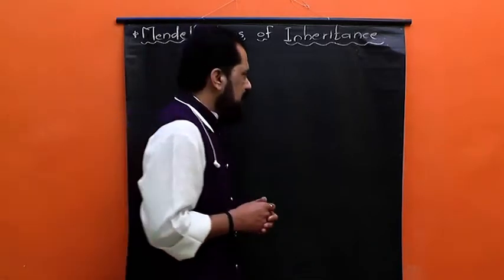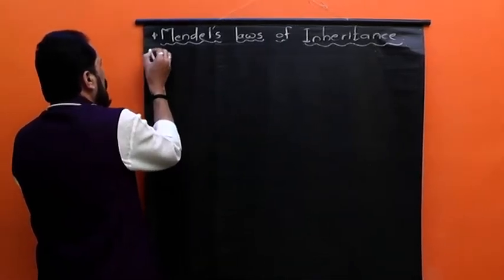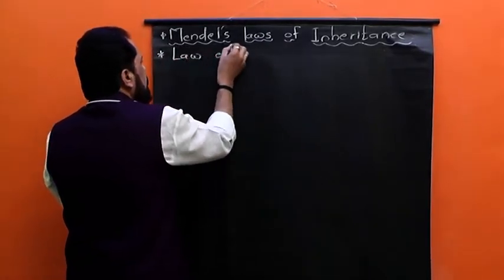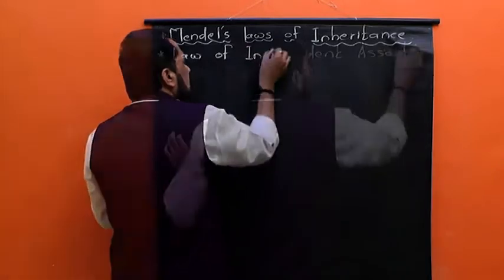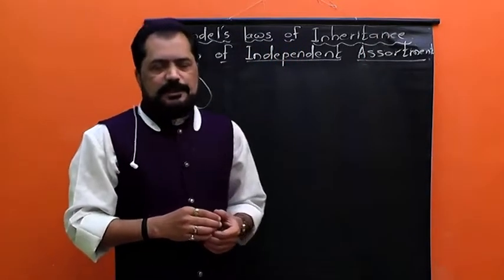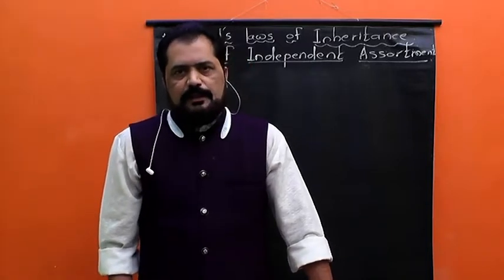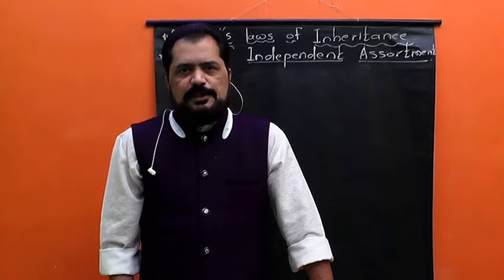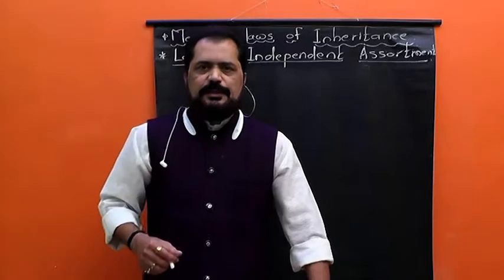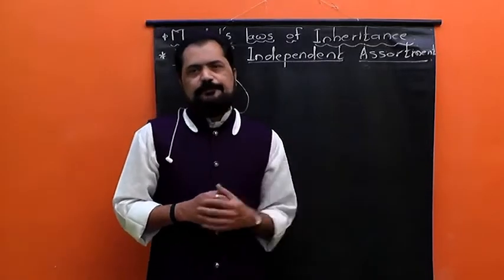So first of all, let us start the study of the new topic, that is Mendel's third law of inheritance, that is law of independent assortment. First of all, let me tell you the statement of this law. Listen carefully. Actually, this law can be explained with the help of dihybrid cross, about which we shall discuss after 2 minutes. Let me tell you the statement of law of independent assortment.